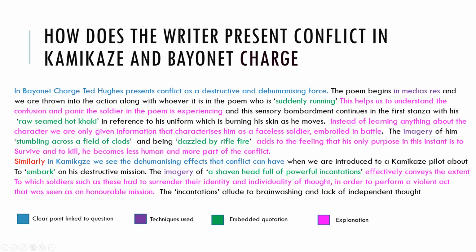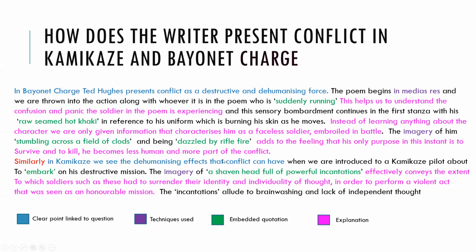So the next thing I need to do is, because this is a comparison essay, I also need to compare something from Kamikaze to go with what I've said about Bayonet Charge. So if you can see in red here, you've got a comparative word. So similarly, in Kamikaze, we see the dehumanising effects that conflict can have. We're basically saying the same thing, aren't we? In Bayonet Charge, Ted Hughes presents conflict as dehumanising, and also this happens in Kamikaze as well. So we're saying it's this similar theme.